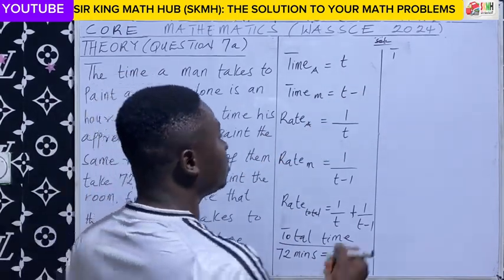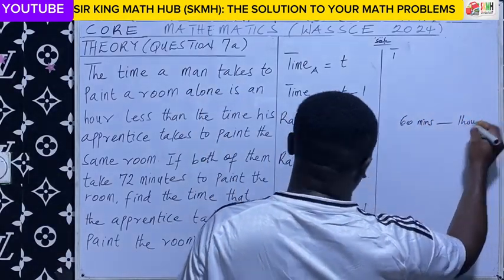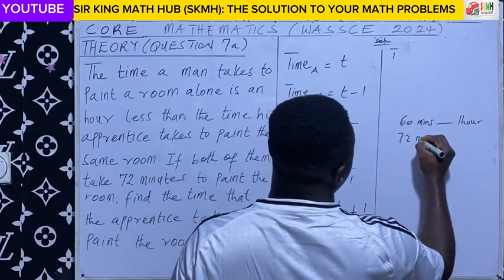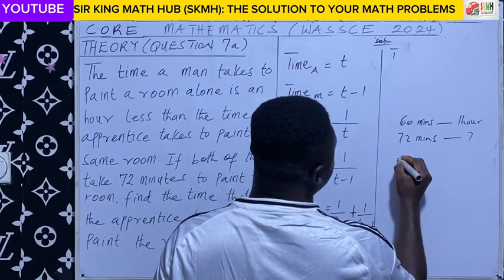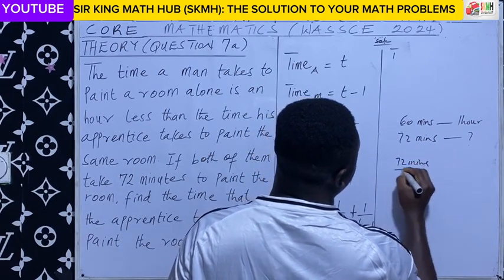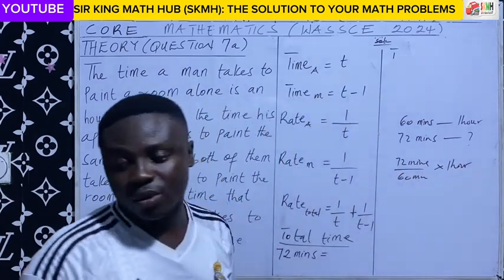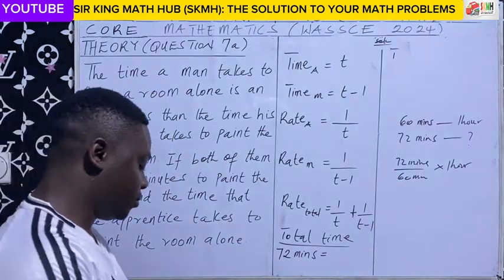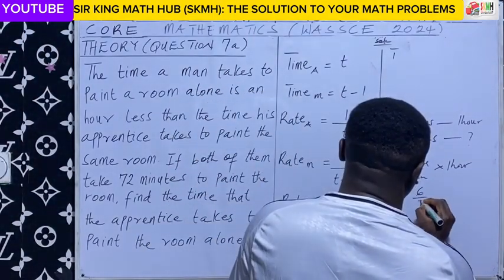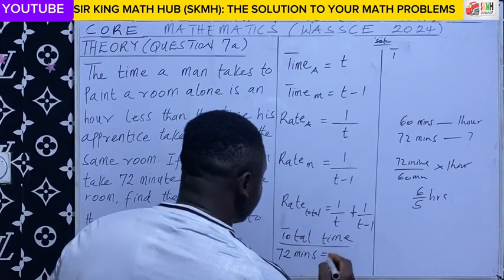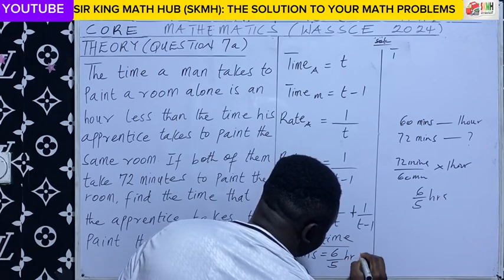So how do we do that? We know that every 60 minutes is equivalent to 1 hour. But this time we have 72 minutes. So 72 minutes divided by 60 minutes times 1 hour. We can simplify this using the calculator. 72 divided by 60. So that is 6 over 5 hours. So their total time in terms of hours is 6 over 5 hours.